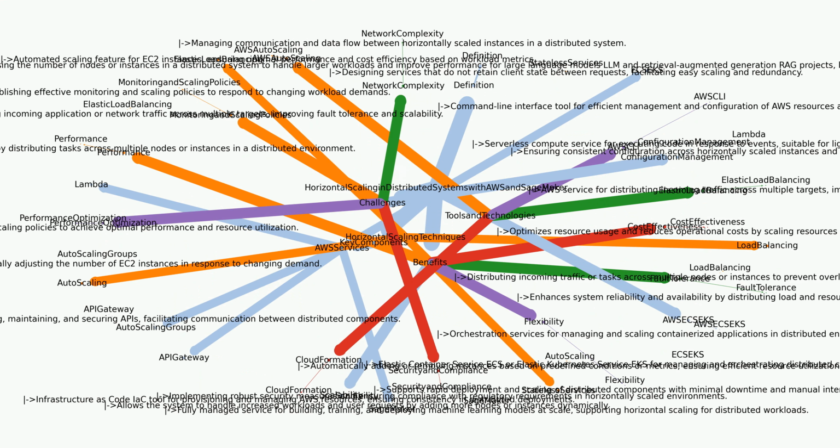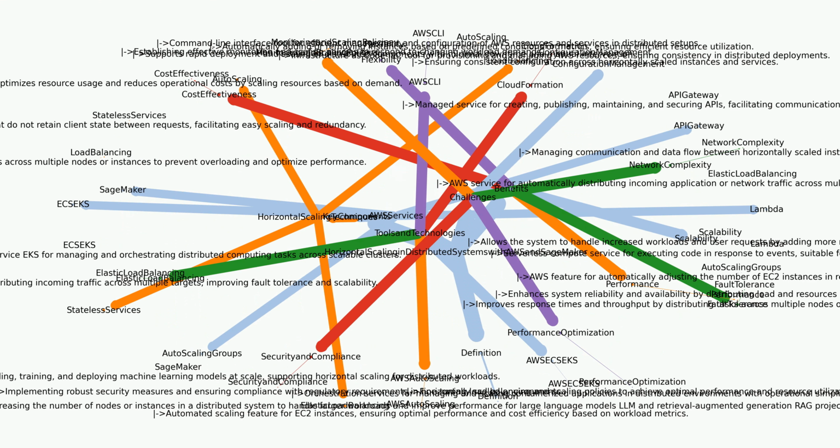Elastic load balancing, an AWS service for automatically distributing incoming application or network traffic across multiple targets, improving fault tolerance and scalability. Benefits: scalability allows the system to handle increased workloads and user requests by adding more nodes or instances dynamically. Performance improves response times and throughput by distributing tasks across multiple nodes or instances in a distributed environment.